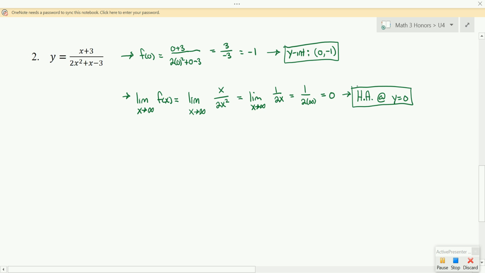Is there a horizontal asymptote? y equals 0. So this is what you want your work to look like. You want to carry the limits until you actually plug in infinity. And then once you have that, box in what the horizontal asymptote is. Make sure it's an equation, y equals something.